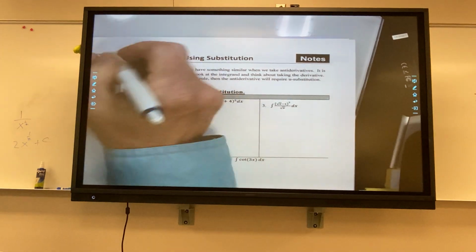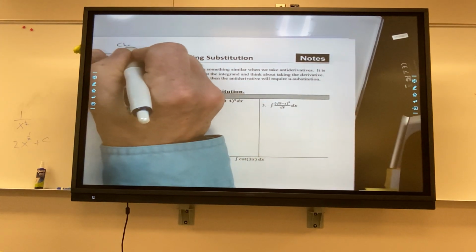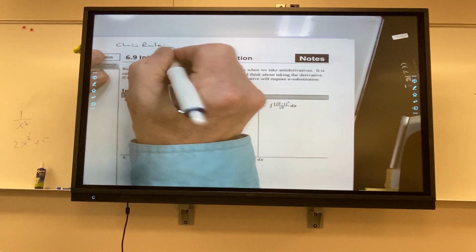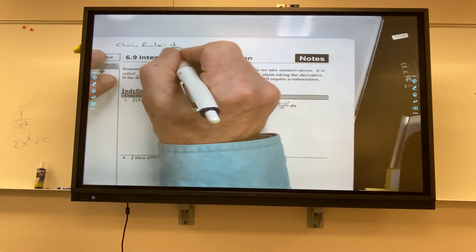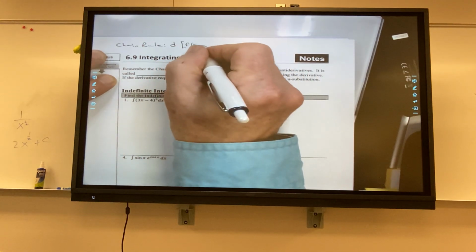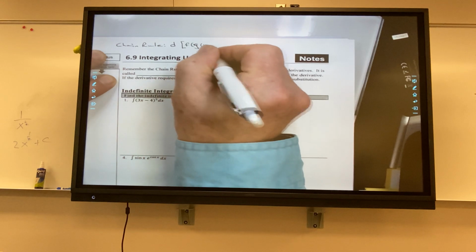Write the chain rule. And the chain rule is we're taking the derivative of a composite function. And if you recall, a composite function is a function inside a function.